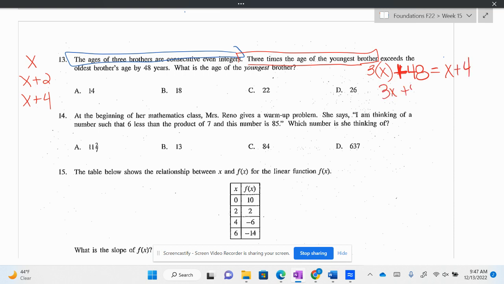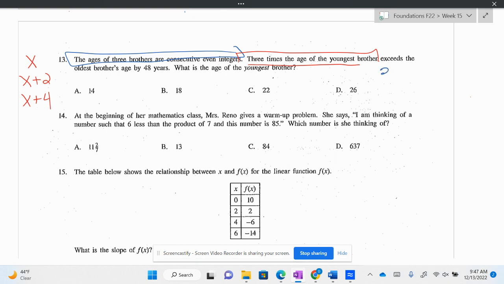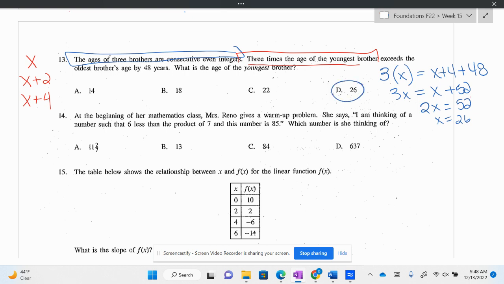So 3x plus 48 equals x plus 4. That is not right. I have that wrong. Exceeds means greater, by 48 years. So 3 times the age of the youngest brother is the oldest brother's age plus 48. It's 48 greater. So 3x equals x plus 52. It means 2x equals 52. That means x equals 26. So the youngest brother is 26.